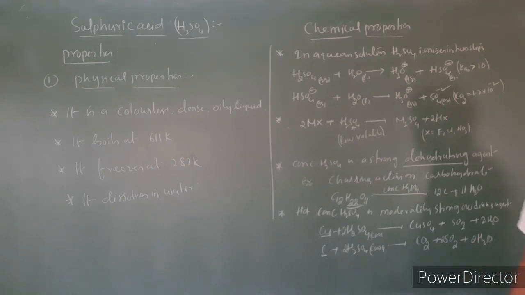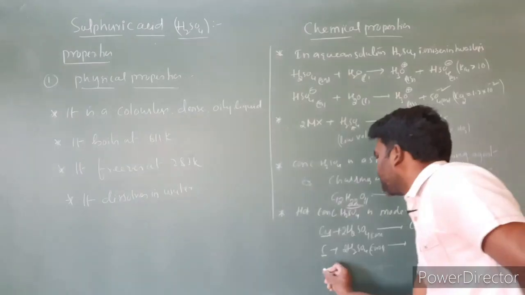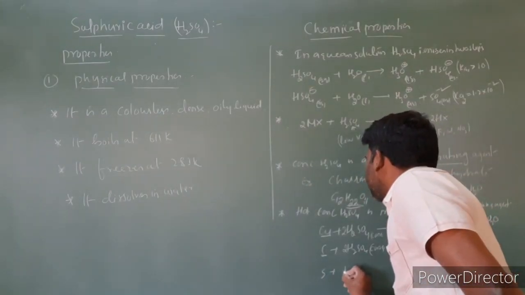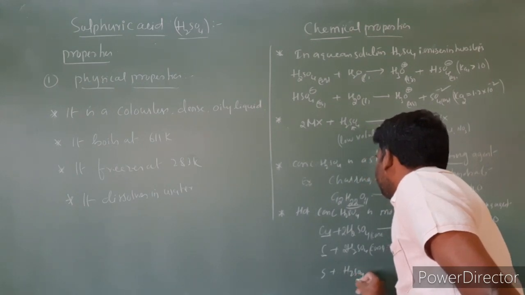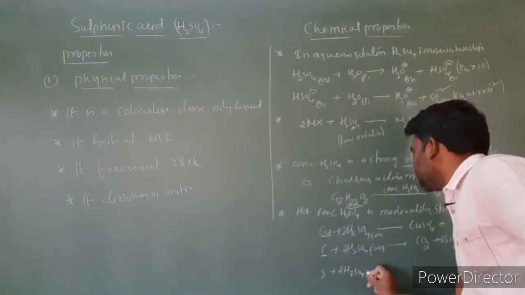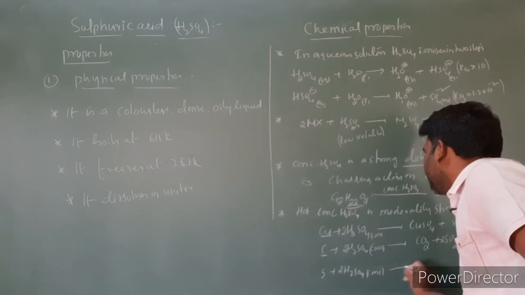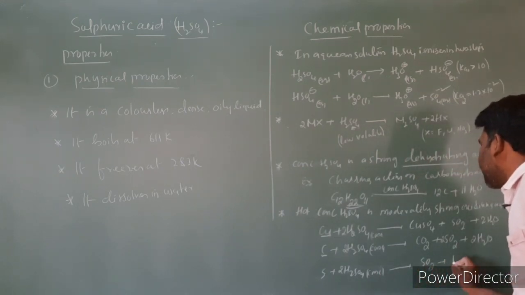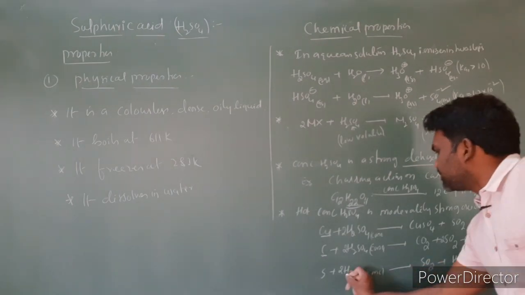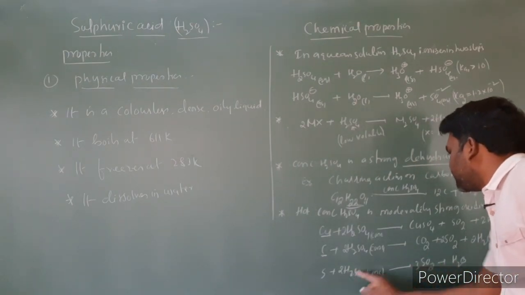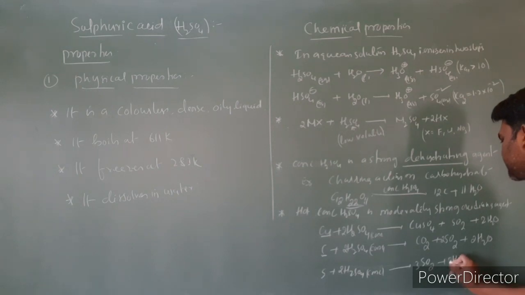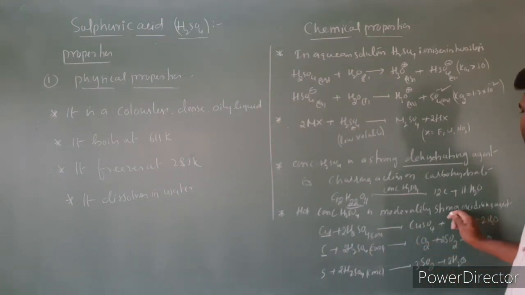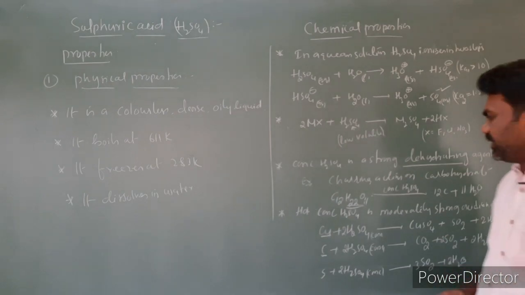Next, reaction with sulfur. S plus H2SO4, I am taking 2 moles, concentrated, gives rise to SO2 plus H2O. It is 2 sulfurs plus 1, so 3 sulfurs plus 2 H2O. So these are some oxidizing reactions of sulfuric acid.